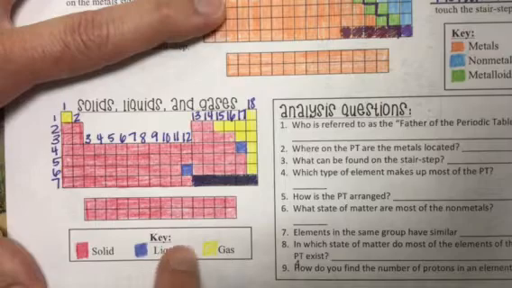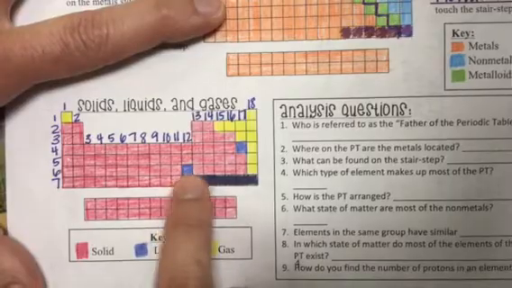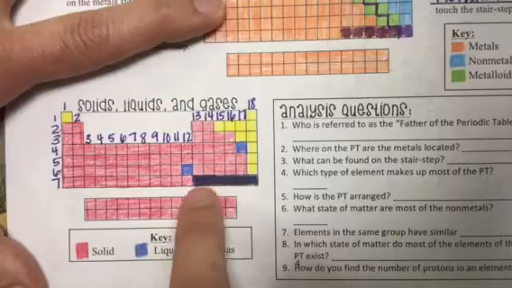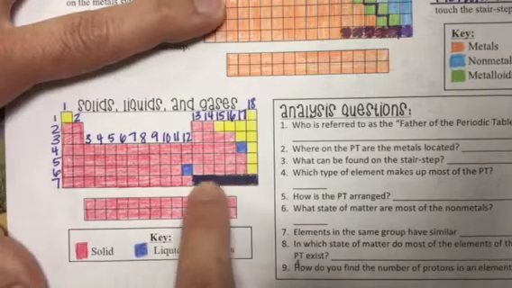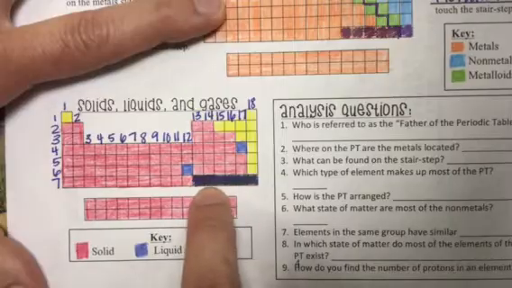So go ahead and pause the video, color code those. And again, don't forget, mercury and bromine are the only 2 liquids on the periodic table. And I've got these blacked out, so you can use a black colored pencil or your pencil and just black those out, because you're not going to need to know those for your EOG.